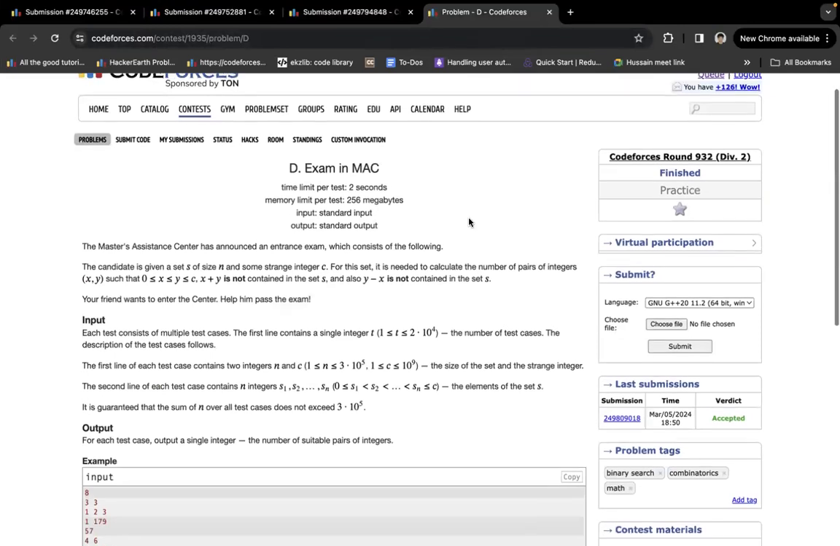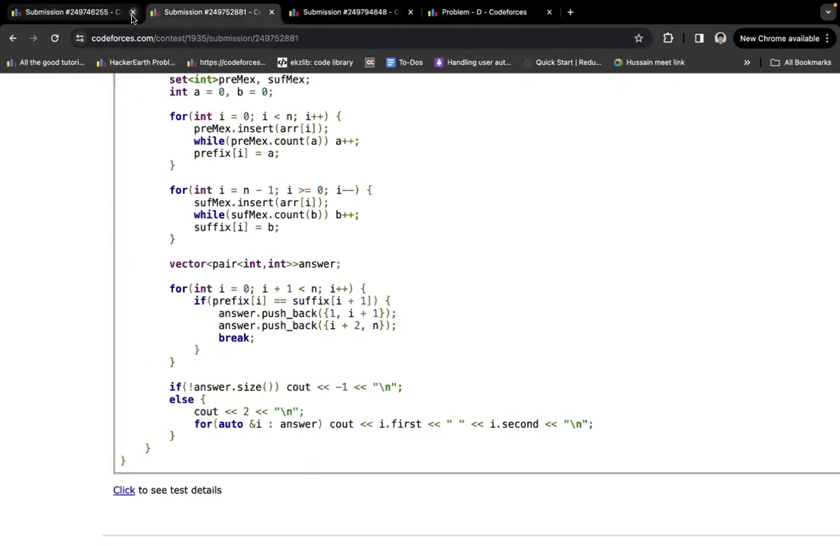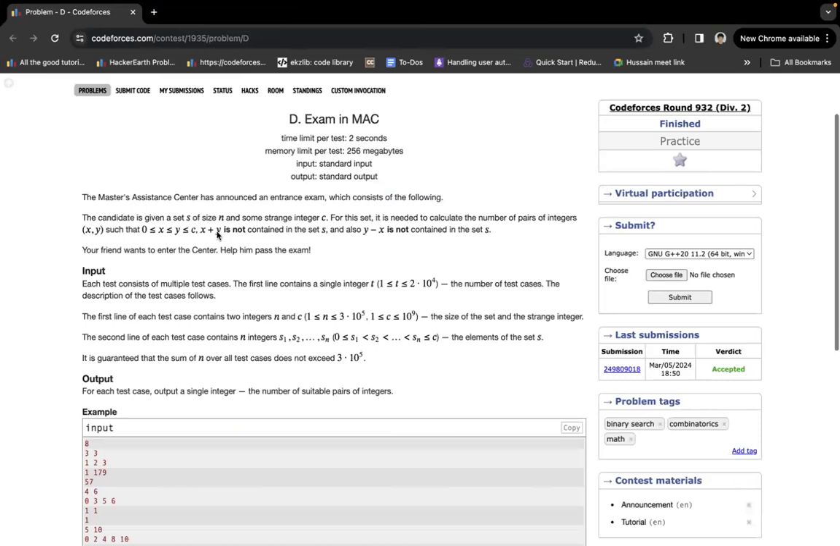Now, having a look at problem D. D is actually quite easy. It's not that hard, right?